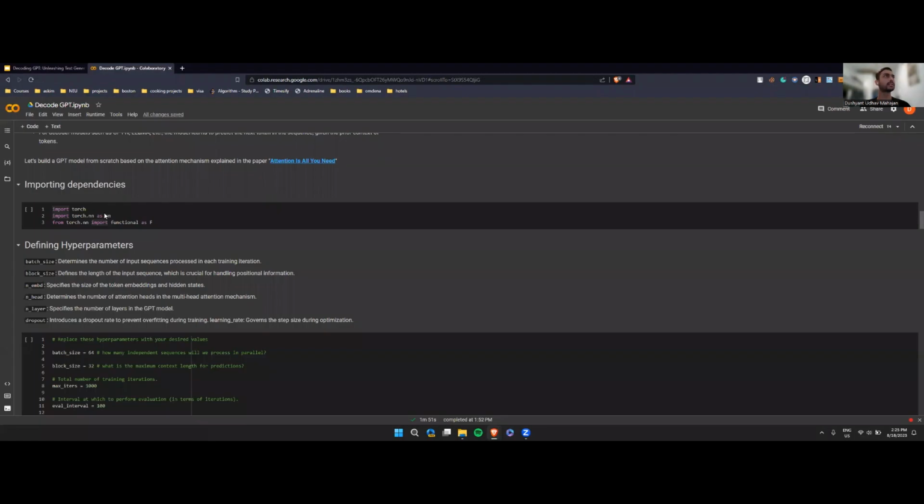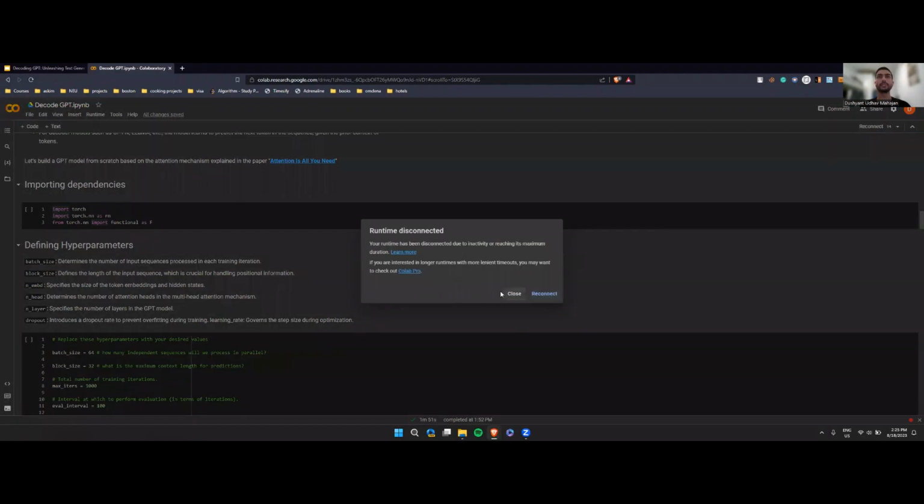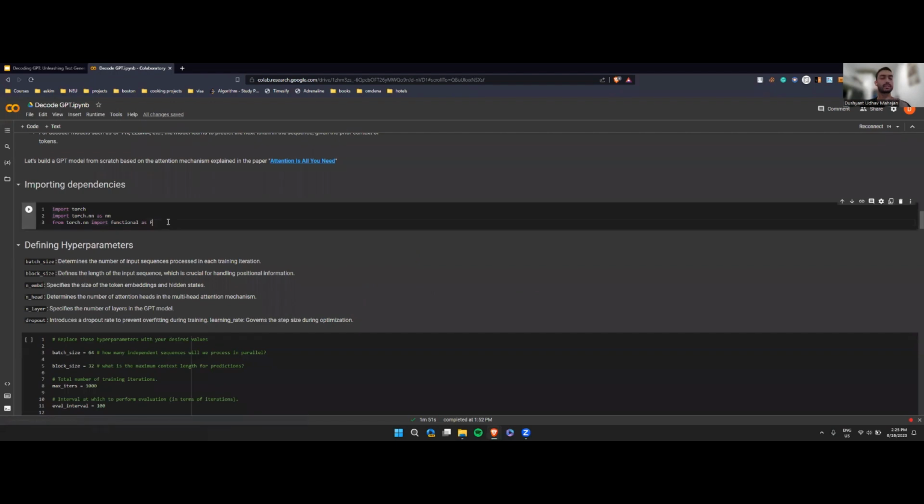Here, I've included a script which is going to help you understand the basics of the GPT model. So first of all, we import dependencies. Here we're going to be using PyTorch to build a GPT model from scratch. This model is based on the paper Attention is All You Need by Google, which was released in 2017.